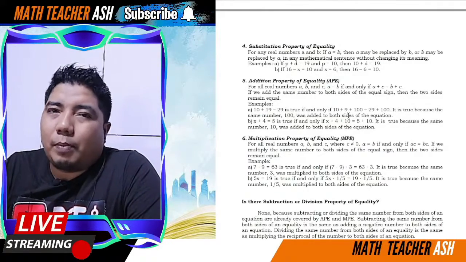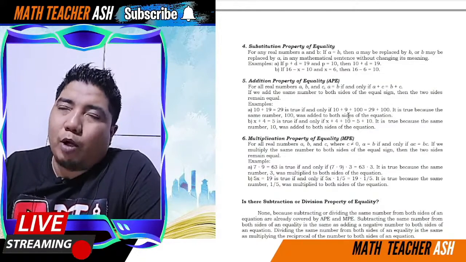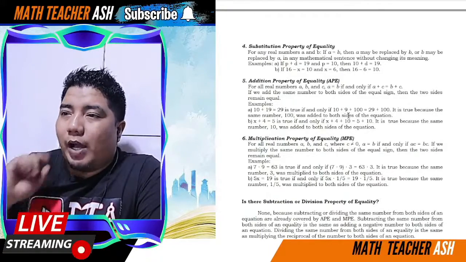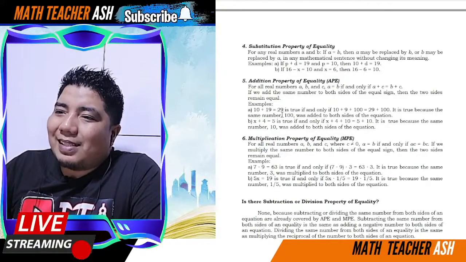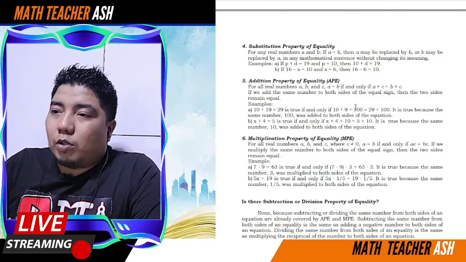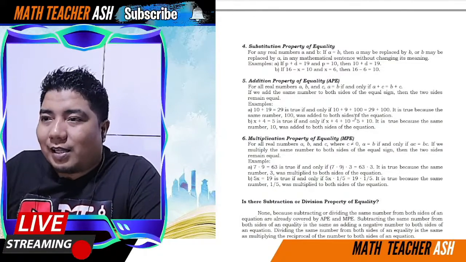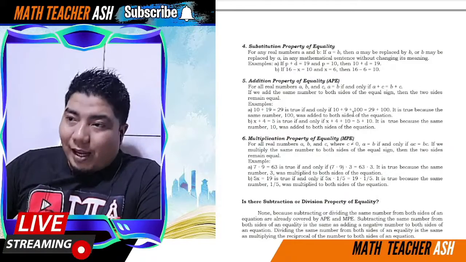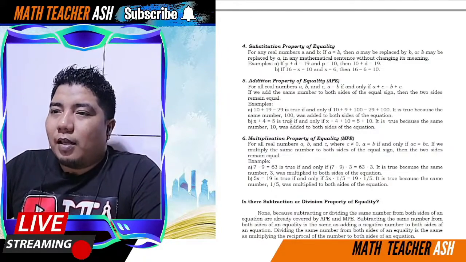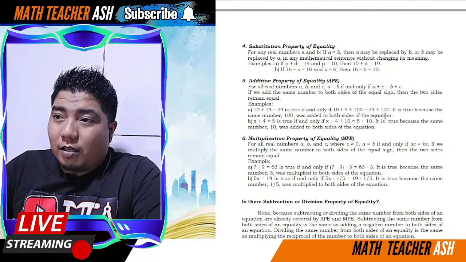Sabi dito sa addition property, if you add something to the left, you must add something to the right. If you multiply something to the left, you multiply something to the right. They are just the same. Why? Example, 10 plus 19 is equal to 29. That is true, right? Now, it is also true kapag nag-add ka ng 100 sa left at nag-100 sa right. Example, 10 plus 19 plus 100 is just the same as 29 plus 100. Bakit? Because 10 plus 19, 19 yun, plus 100, 119.